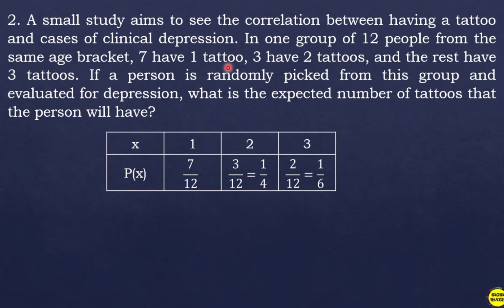So, based sa problem, merong 12 people with the same age bracket. Meron daw 7 person doon na merong 1 tattoo. And then, meron tatlong tao na merong dalawang tattoos. And then, dalawang tao na merong tatlong tattoos. Or, if kunin natin yung lowest term, that is 1/6. Ganun din si 3/12, that is 1/4.